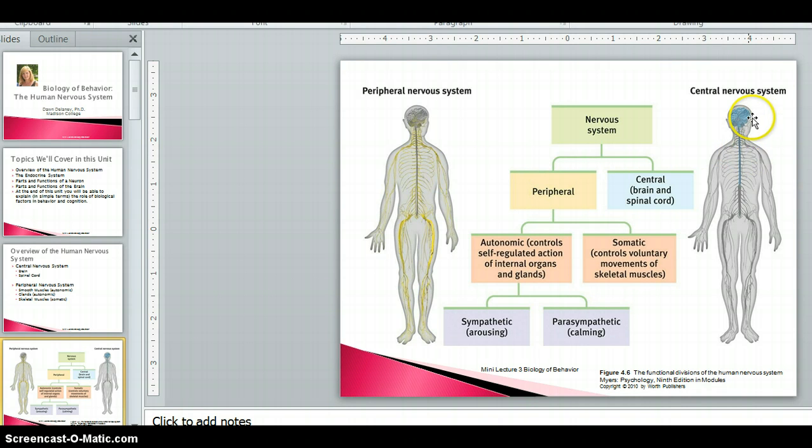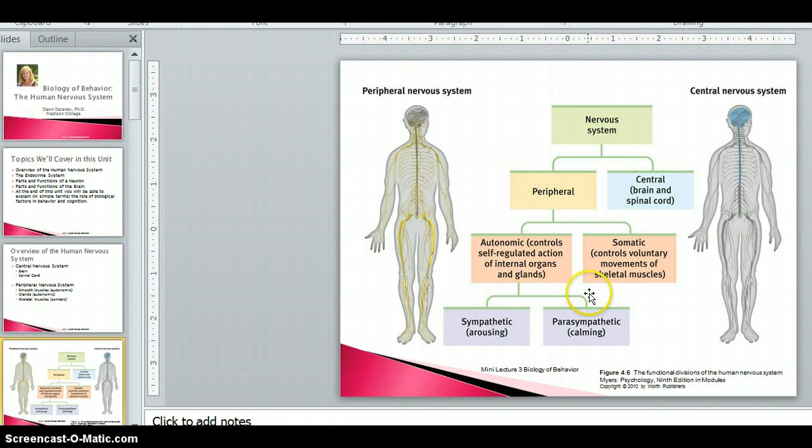In contrast, the central nervous system, which is highlighted here in blue, is the brain, which we'll focus on separately, and the spinal column. And so we have the central nervous system, and then everything out in the periphery being the peripheral nervous system. And so as we can see, if we follow this flow chart, the peripheral nervous system is then further subdivided into the autonomic nervous system and the somatic nervous system.